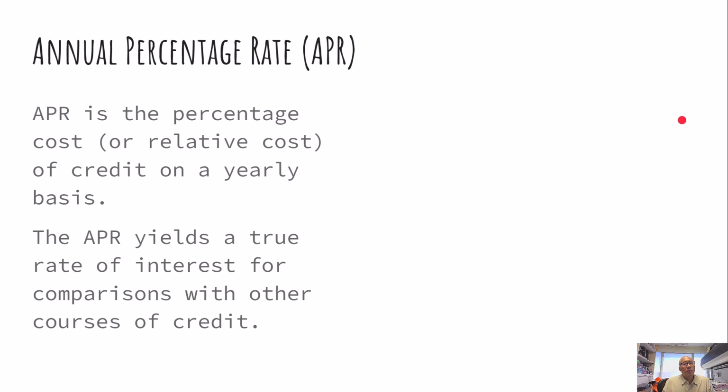So when you borrow money, whether it be through a credit card or a bank loan, the institution will be able to make money through interest that they will charge you. So the interest comes in the form of an annual percentage rate. APR is a percentage or cost, relative cost of the credit on a yearly basis. So the word annual is yearly, and percentage rate is the amount of interest that you will be charged. So an APR yields a true rate of interest for comparison with other sources of credit.